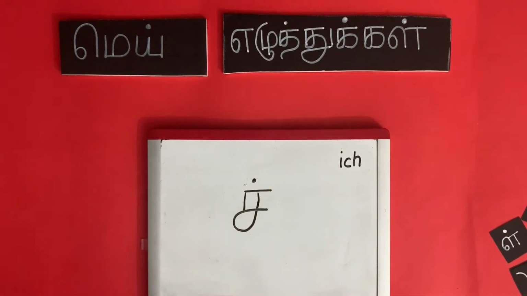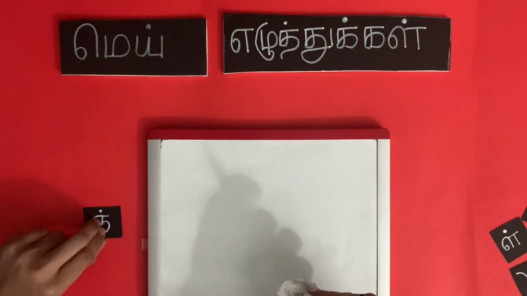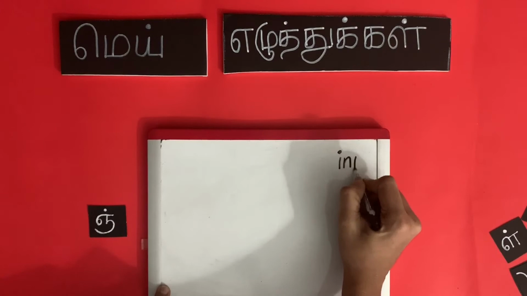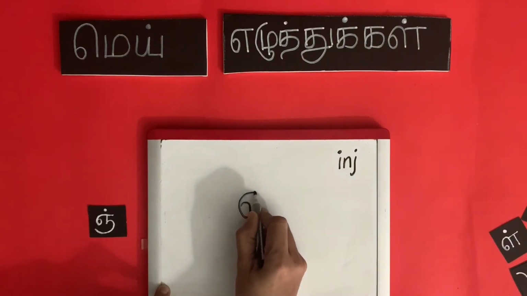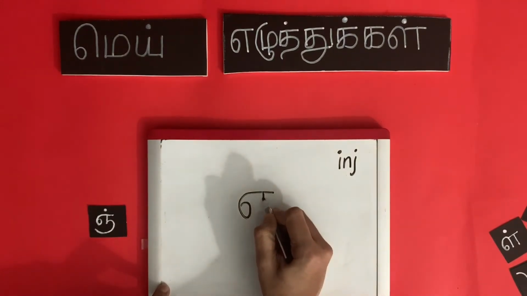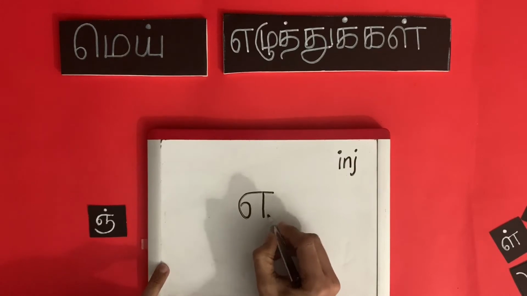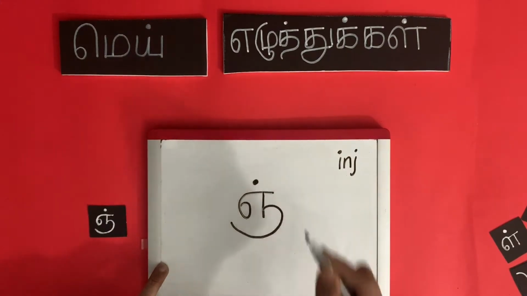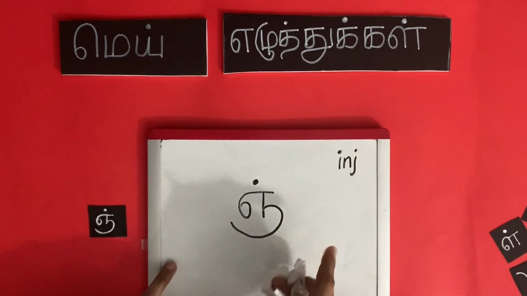The next letter we are going to learn is inch. What is this letter? It is inj. You have to write it like a, make a shape like this and this. Remember, what is this thing? This was the uyir ezhuthu A. If you write the uyir ezhuthu A and then you bump it like this, it becomes inch. Don't forget the dot on the head. Then only it's called inch.